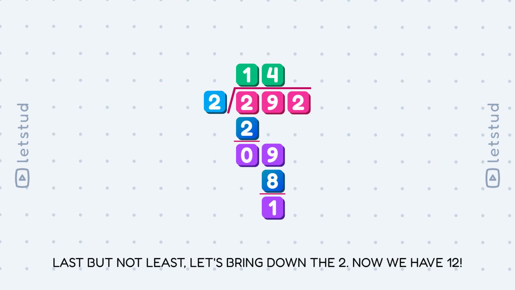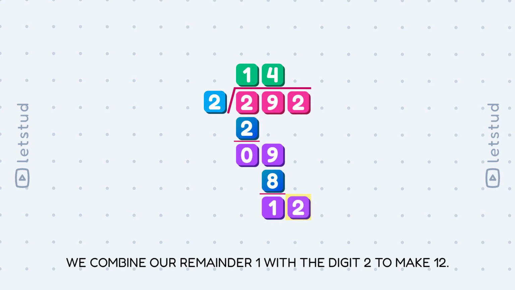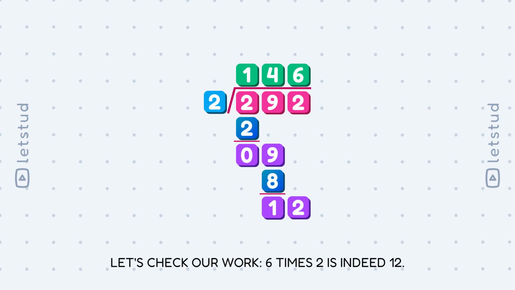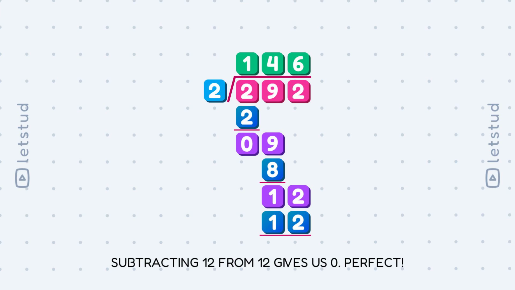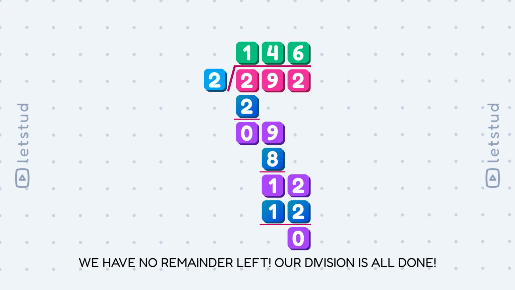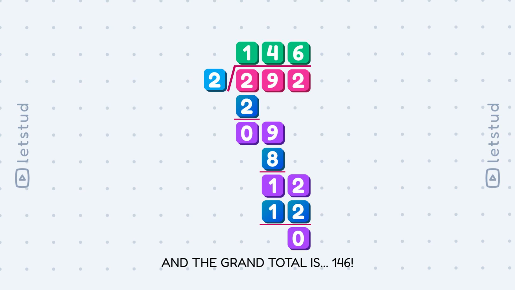Last but not least, let's bring down the 2, now we have 12. We combine our remainder 1 with the digit 2 to make 12. How many times does 2 fit into 12? Shout it out, it's 6. Let's check our work: 6 times 2 is indeed 12. Subtracting 12 from 12 gives us 0, perfect. You did it, that's amazing, high five. We have no remainder left, our division is all done. And the grand total is 146.